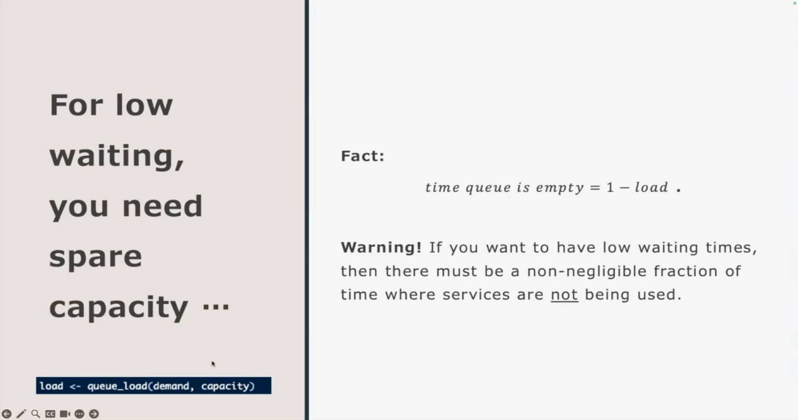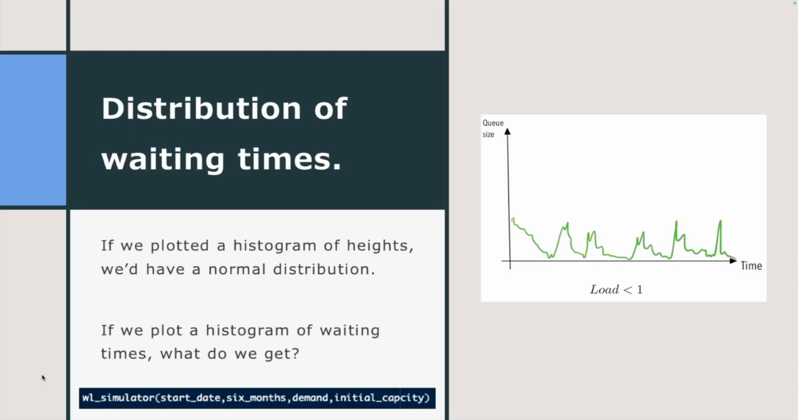Another thing you'll notice on this slide, I'm starting to pop in a few snippets of code. These are things that have been implemented now in the NHSR waiting list package. So just to give you an idea of how these things are implemented, if you are going to be working with them with the NHSR package.